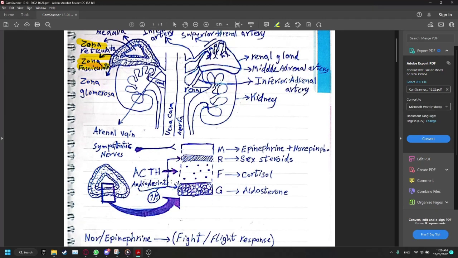So the glomerulosa is the most outer layer here, and the fasciculata is right here, and it's the biggest layer of them all of the cortex. And reticularis is right here. I think it's the smallest one of them. So I remember a question on the exam, I think it was a spotter exam, that said something like which of the following layers are the biggest, or something along those lines.